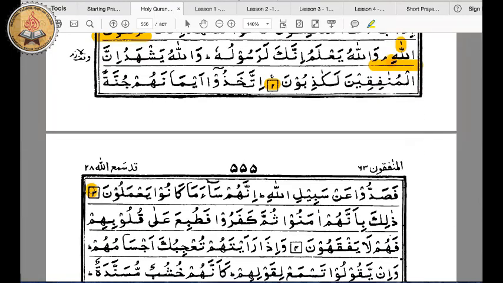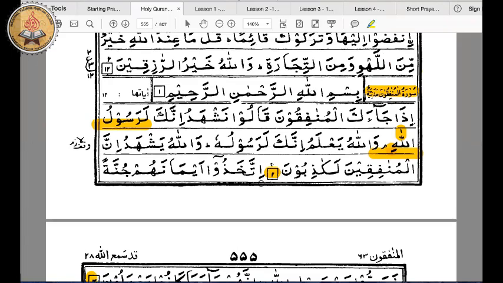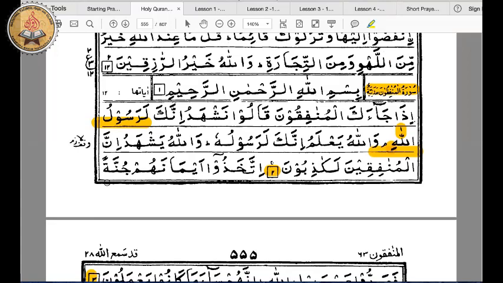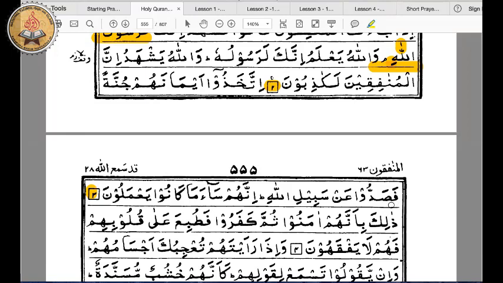Okay, just continue to verse number 3. اتخذوا أيمانهم جنة فصدوا عن سبيل الله إنهم ساء ما كانوا يعملون. Jazakallah. Really well read. Thank you very much. Jazakallah. So let's have another one from Atfal this time.